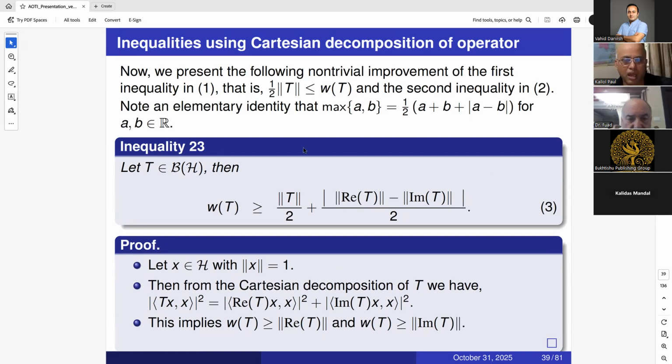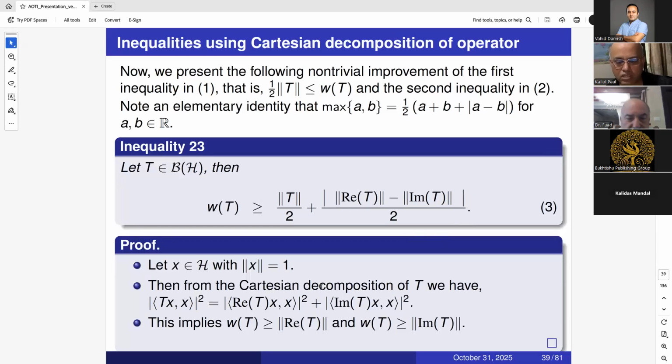And then again, there is another improvement of this inequality. There is also another very elementary identity used, that is, the maximum of two real numbers a, b is half of a plus b plus half of |a minus b|. So this is another nice application, a very elementary identity, to develop this inequality. In general, we have noticed that half of the norm of T is less than or equal to w(T). But here we can develop that w(T) is greater than or equal to norm of T by 2 plus something, half of the absolute value of the norm of real T minus the norm of imaginary T. So that part is the additional part, the improvement of this classical inequality.